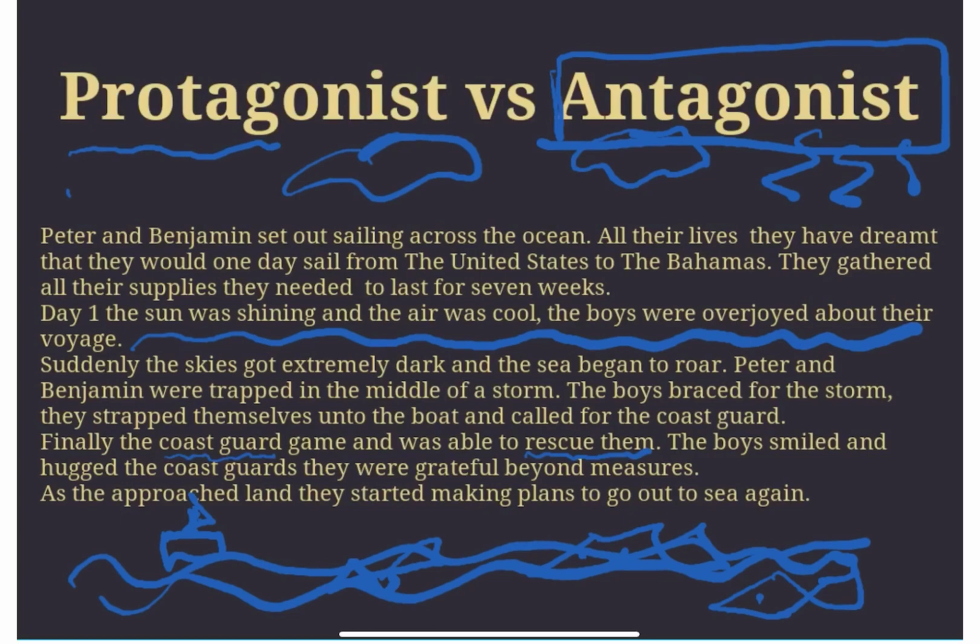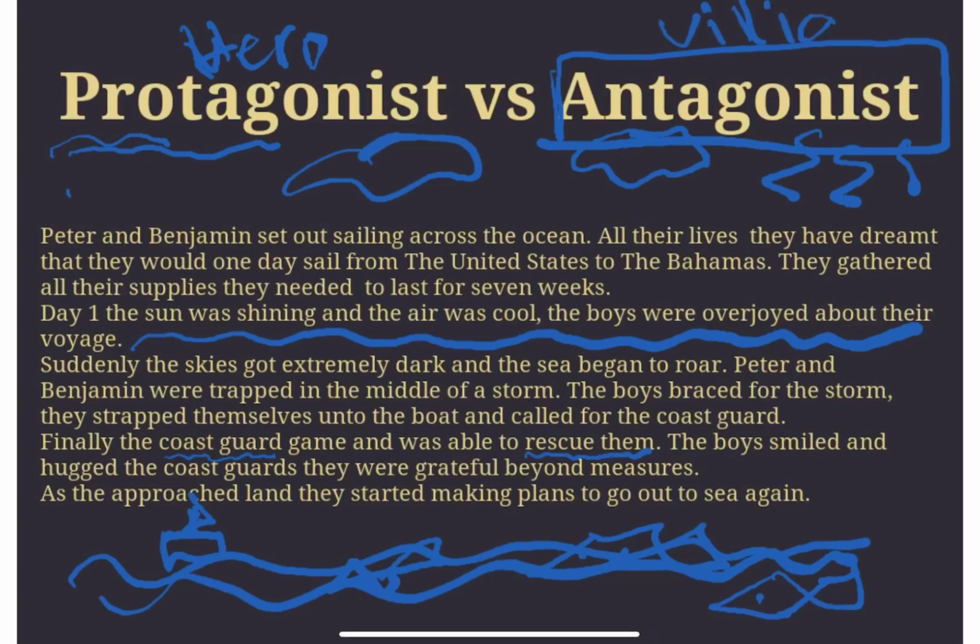So as you read, remember, pro is always positive, the good guy, the hero, right? Antagonist is always the villain. So the protagonist is always going to be the hero in the story, while the antagonist is always going to be the villain. And remember, the villain is not always a person. It could be nature, amongst other things.